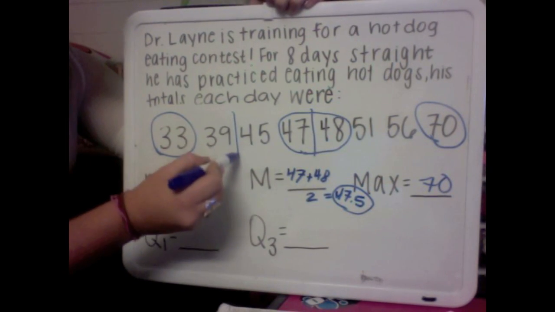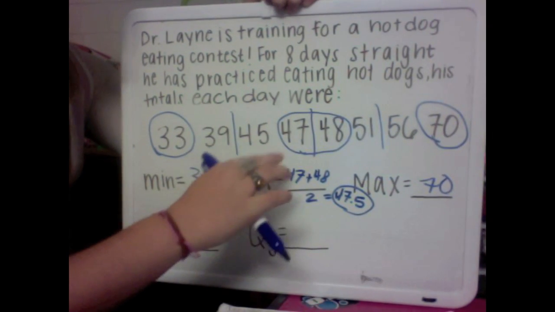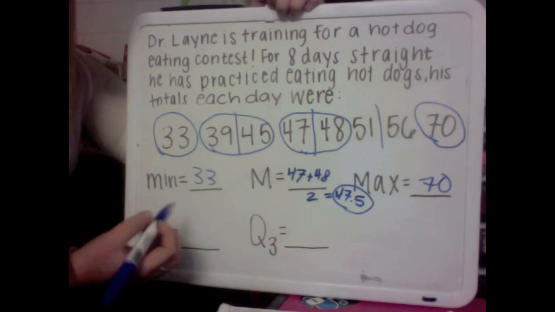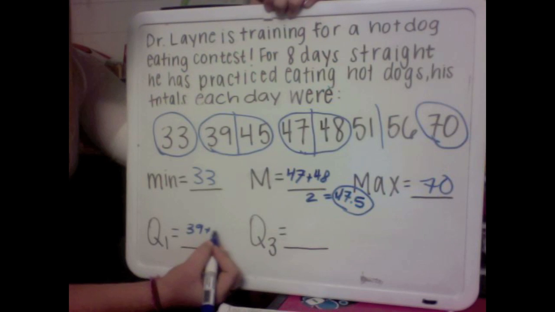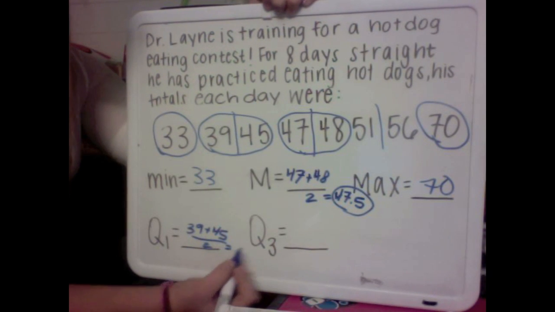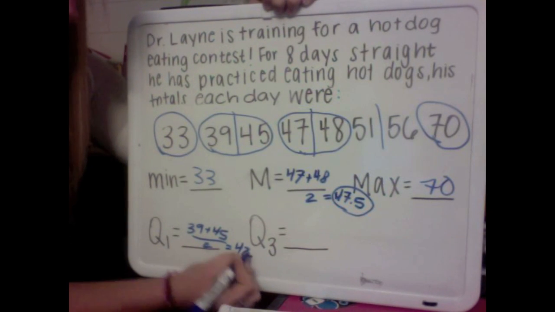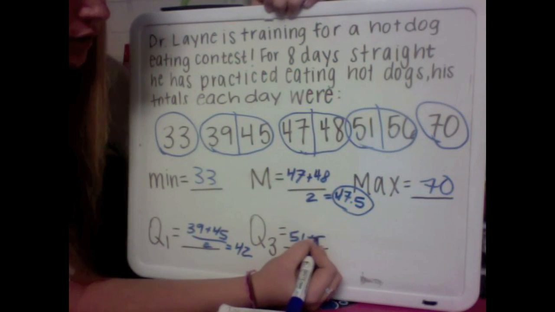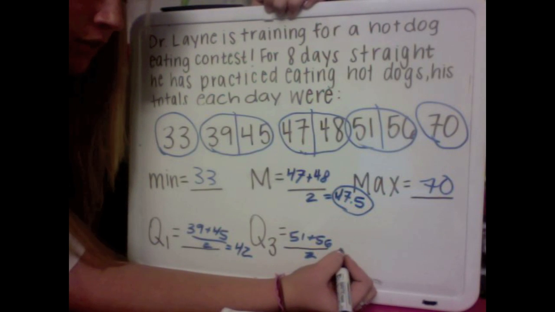Next, you're going to draw a line between the remaining 2 on each side of the median, which is 39 and 45 on this side, and that's going to be your Q1. So you're going to average together 39 plus 45 divided by 2, which is then equal to 42. Then 51 plus 56 divided by 2 will give you 53.5.